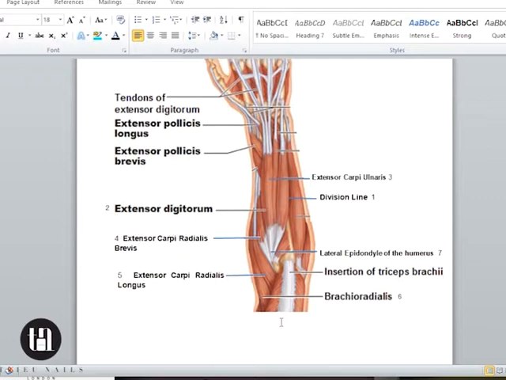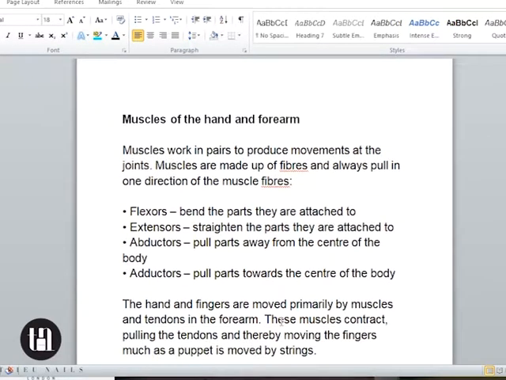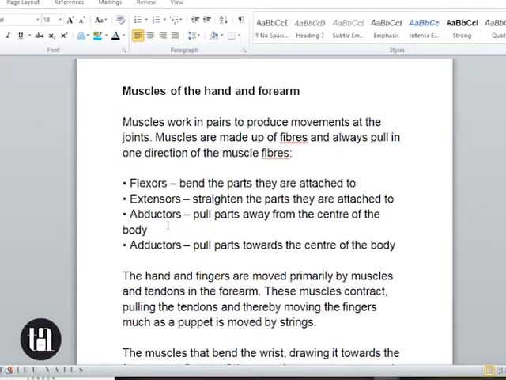This is just a slightly larger version. So we're going to go through what each of the muscles in the arm and hand are for, what they do, and their action. So muscles work in pairs to produce movements at joints. Muscles are made up of fibers and always pull in one direction of the muscle fibers. So you have the flexors, which bend the parts they're attached to, and the extensors, which straighten the parts they're attached to.